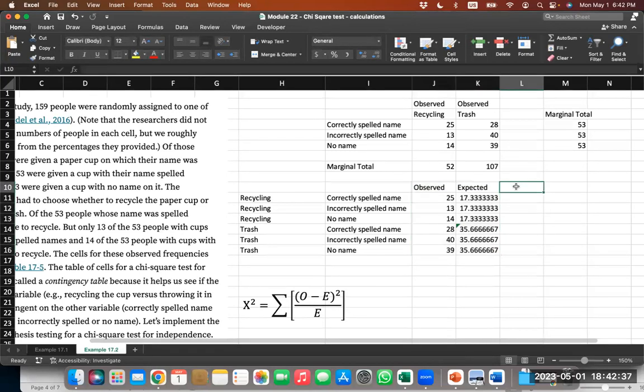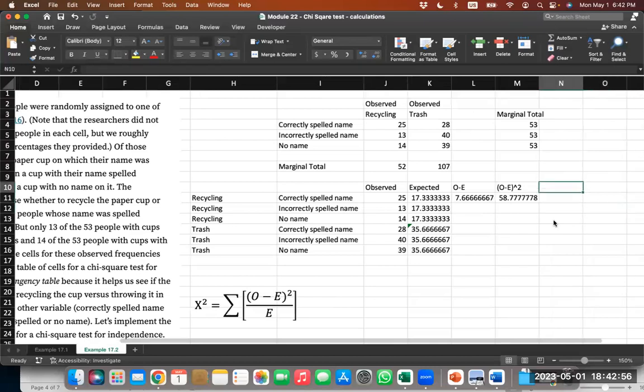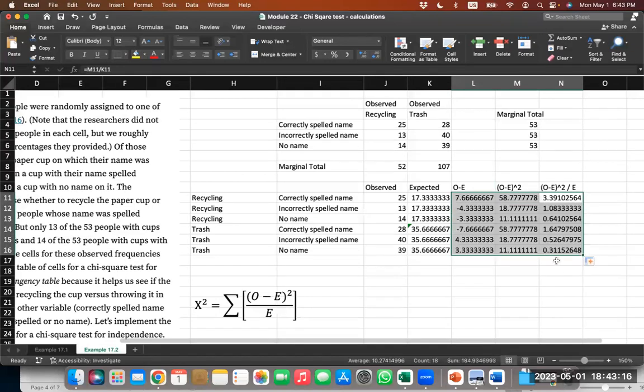So now the same concept applies as earlier. You're calculating observed minus expected. Next you need observed minus expected squared, which is this squared. And lastly, you just need to do observed minus expected squared divided by expected, and this is this divided by this. That's how simple it is. It looks more complicated than it actually is.